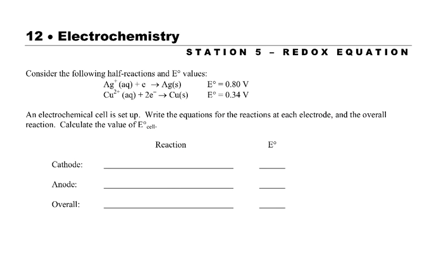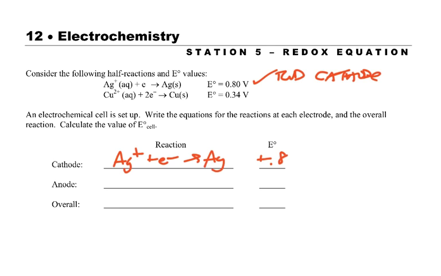Okay, station 5, redox equation. Consider the following half reactions and E0 values. An electrochemical cell setup. Write the equations for the reactions at each electrode and the overall. Calculate the voltage of the cell. Okay, so we're looking at this and we say, okay, who is the higher number? This is the higher number. Because that's a higher number, this is reduction, and it happens at the cathode. So just knowing by the numbers, let's write this down. The cathode equation is Ag+ plus an electron becomes Ag neutral, and the voltage associated with that is positive 0.80 volts.